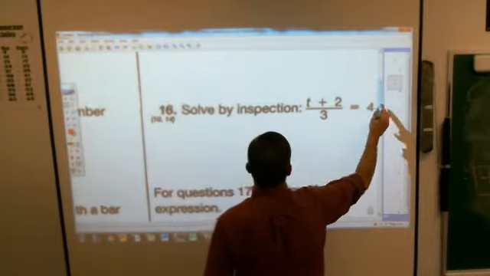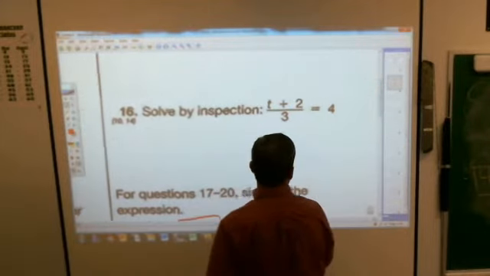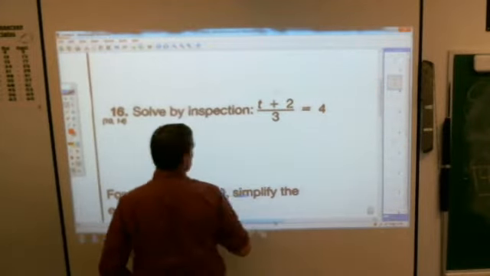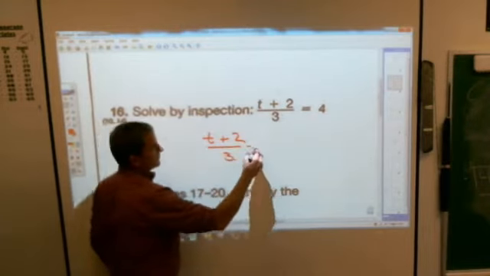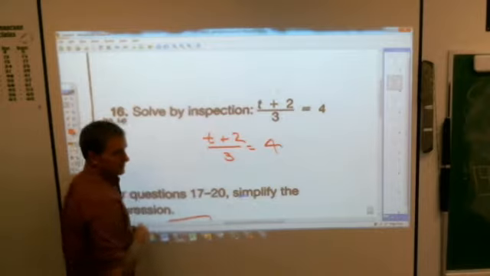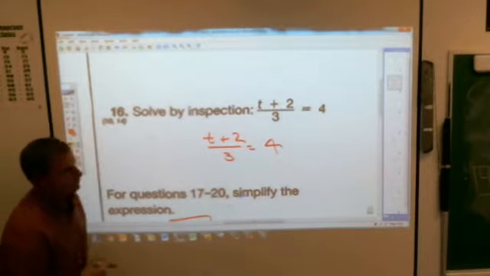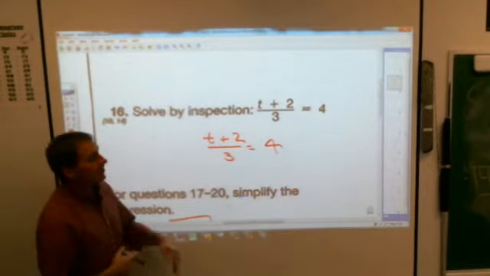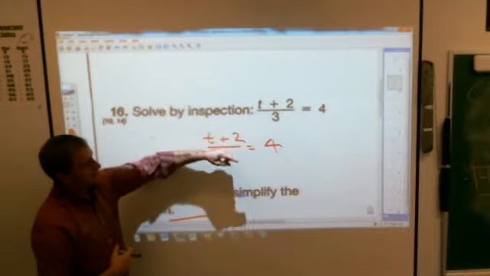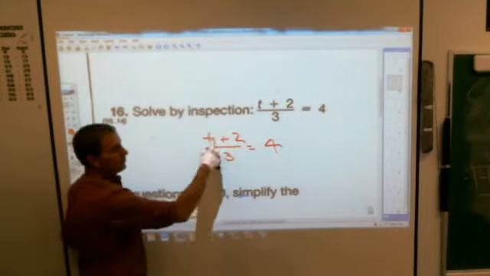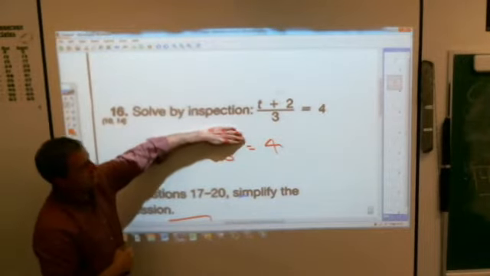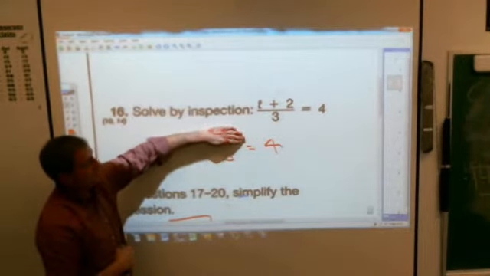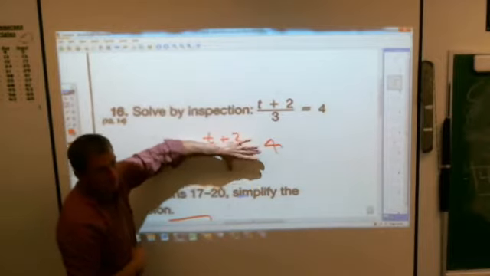It's like a trifecta. Solving by inspection. The beauty of this, ladies and gentlemen, is there is no work to be shown. You should be able to solve this by looking at it. Here's the deal. Cover up the thing that has the letter first, like this, and ask yourself, what number, when you divide it by 3, gives you 4? What would have to be on the top so that when you divide it by 3, you get 4?